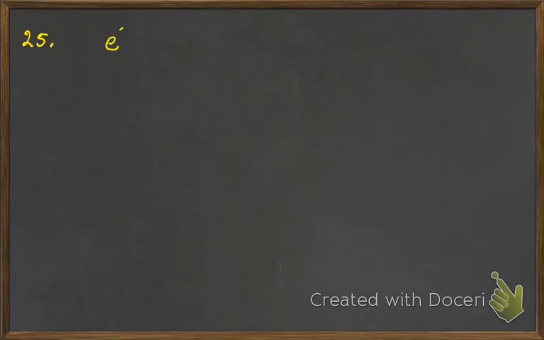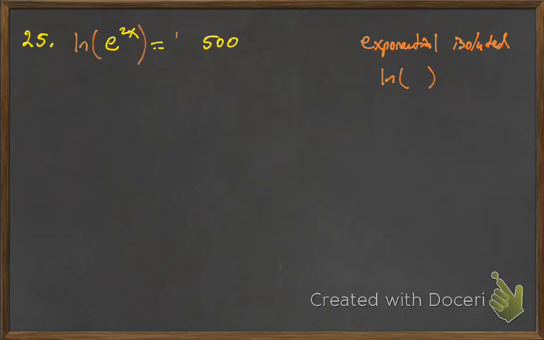Okay, so what are we looking at now? Okay, so we got e to the 2x is equal to 500, and I think they want us to solve an exponential equation. So the first thing we're going to look at is our exponential isolated? And absolutely it is, so we'll go ahead and take the natural log of both sides.